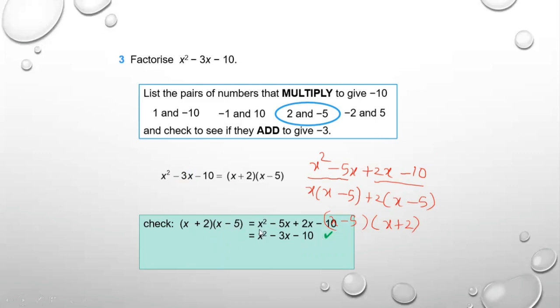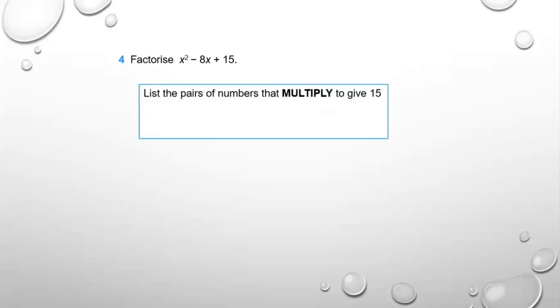This we have already learned when we were learning multiplying of binomials. Now, children, pause the video and try solving this question quickly. Remember the steps? The steps are finding the factors of the constant such that the sum is the middle term. Okay, check your answers now. List the pairs of numbers that multiply to give 15. Yes, what are they? 1 and 15, correct.